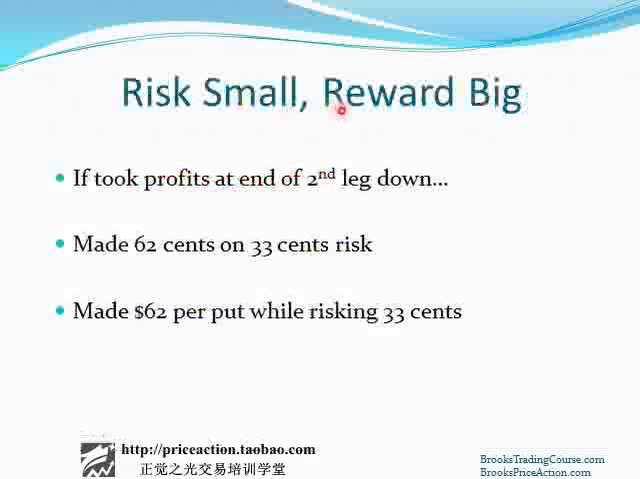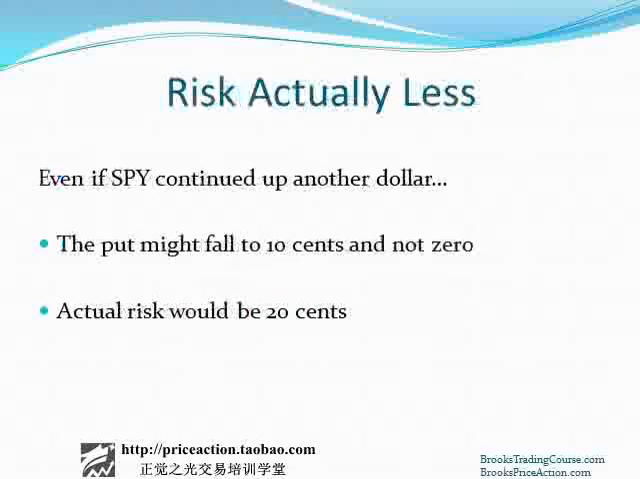Okay, the risk was small and the reward was big. If you took profits at the end of that second leg down, you made 62 cents on your initial risk of 33 cents. Even if the put fell to 0, the most you could have lost is 33 cents. Okay, 62 cents profit corresponds to $62 because each put controls 100 shares of the underlying.